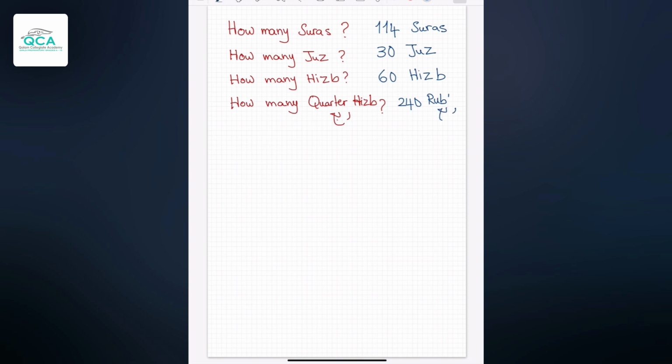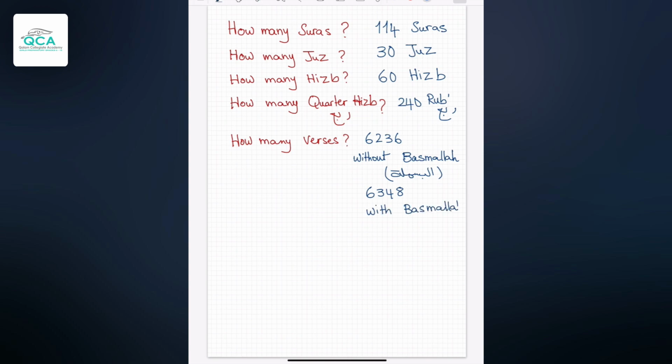And what about the verses? How many verses do we have in the Quran? We have 6,236 verses in the Quran without the basmala included. And they would be 6,348 verses with the basmala included.